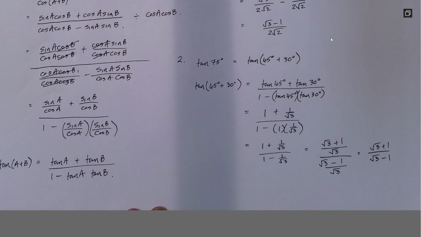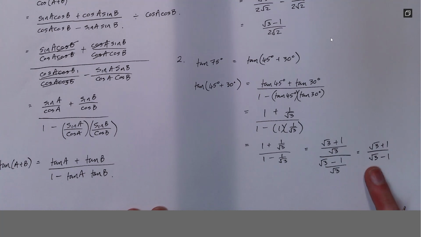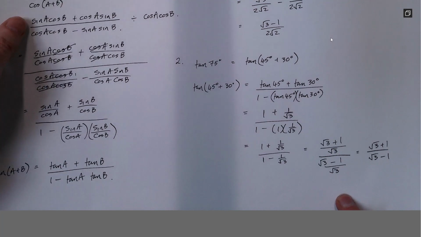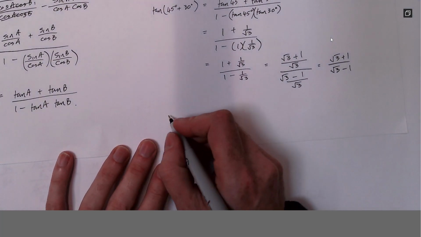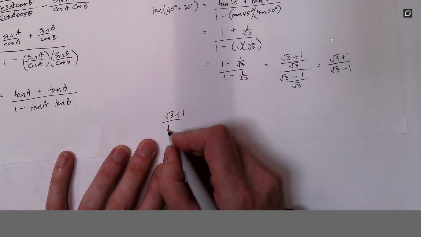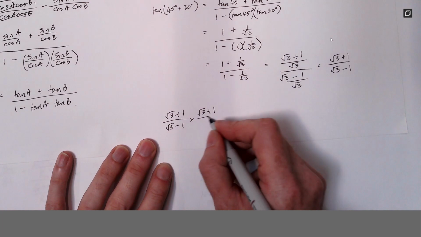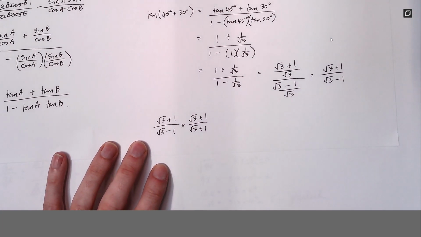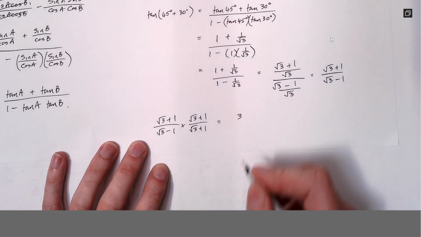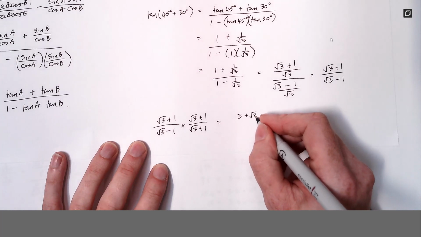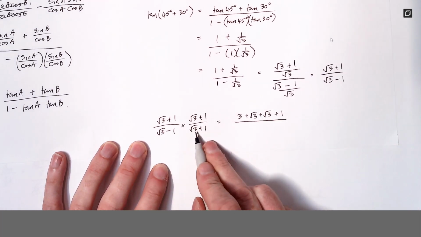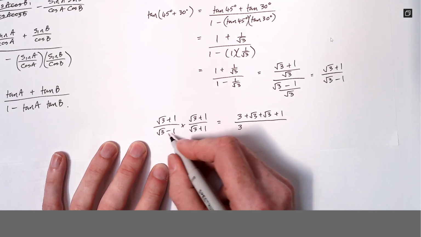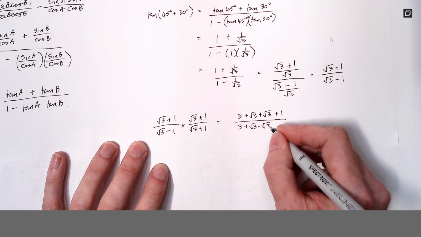Now, the numerator is square root 3 plus 1. To make the bottom a whole number, we multiply the top and the bottom by the conjugate of the bottom. So square root 3 plus 1 over square root 3 minus 1, times square root 3 plus 1 over square root 3 plus 1. Square root 3 times square root 3 is 3, square root 3 times 1 is square root 3, 1 times square root 3 is square root 3, and 1 times 1 is 1. On the bottom, square root 3 times square root 3 is 3, and square root 3 minus square root 3 cancels, leaving minus 1.